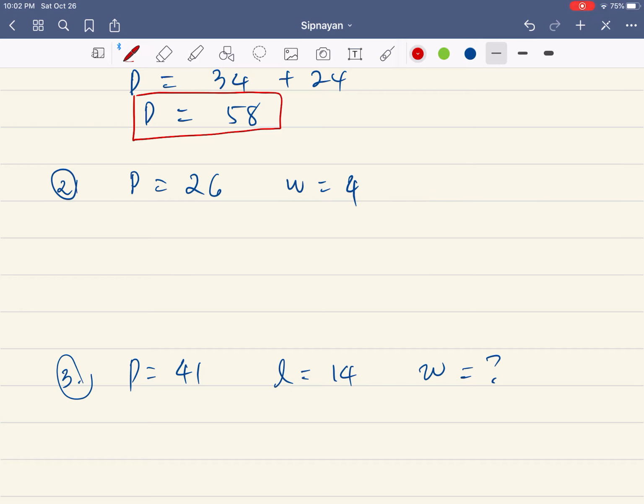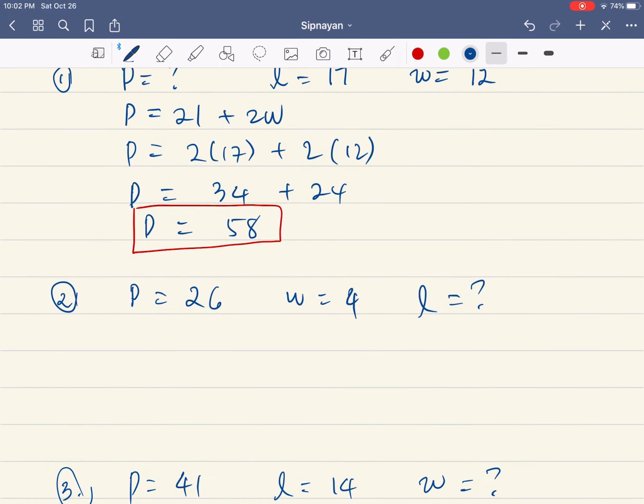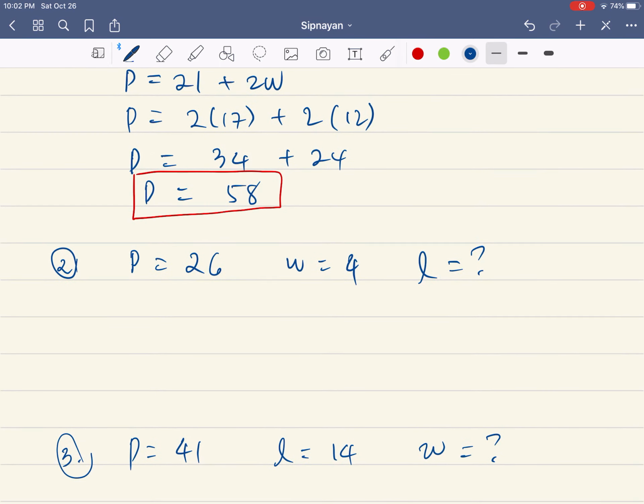So dito naman ang ating unknown naman ay length. Kanina ang unknown natin ay perimeter, so hindi naman palaging perimeter yung unknown. So dito we can use the formula, we have P. Ganun pa rin, P equals 2L plus 2 width. So ang perimeter natin meron na tayo 26 equals 2L, wala tayong 2L, plus 2 width, which is 2 times 4.